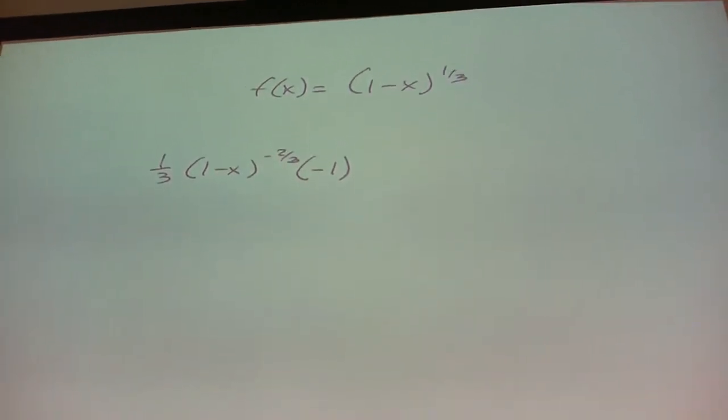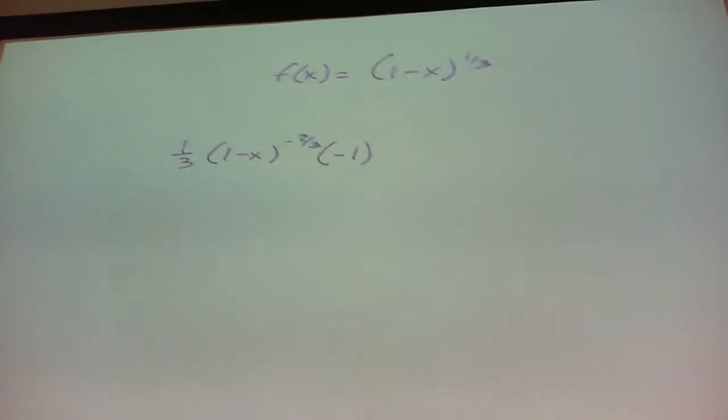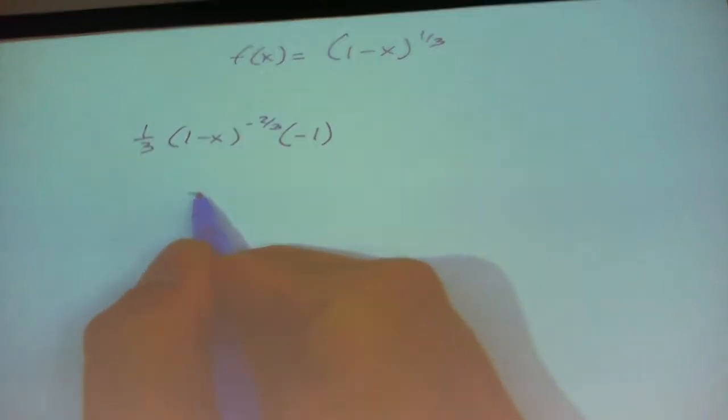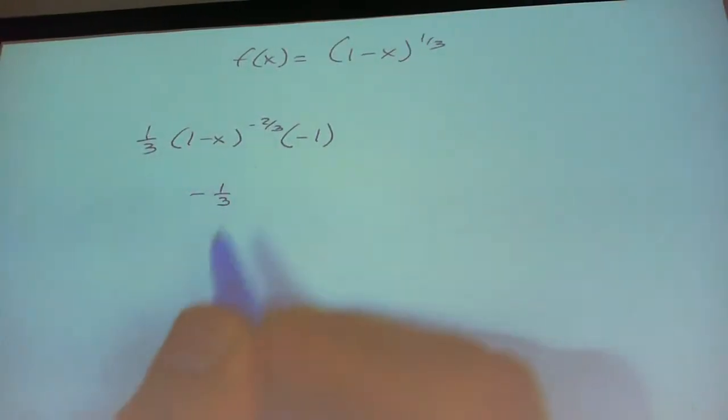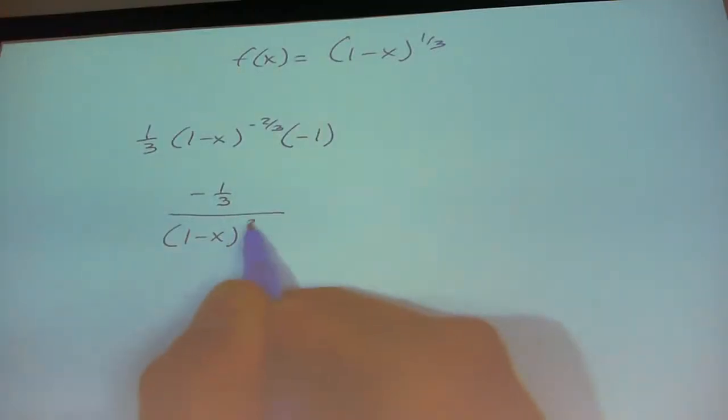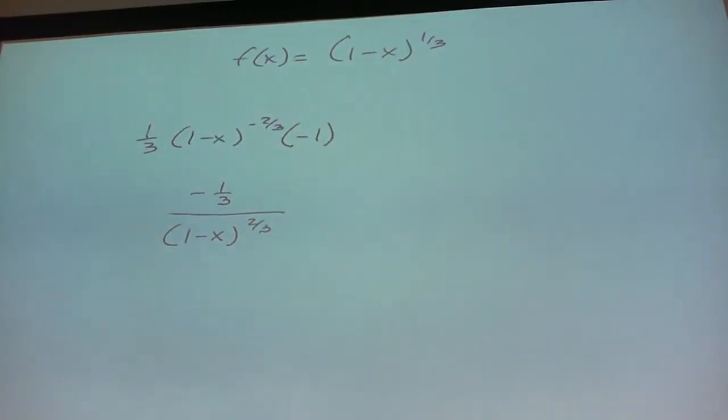Okay? Now, also, we talked a lot about simplifying. Why? It's easier to do the algebra if you simplify. 1/3 times -1 is -1/3. That -2/3 goes to the denominator. 1 minus x to the 2/3. So you need to know how to do the derivative. You need to know your algebra.